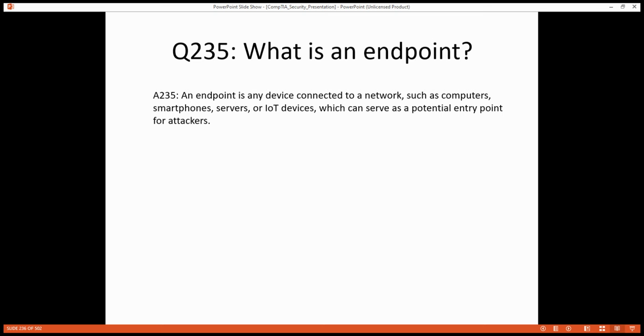Q235. What is an endpoint? A 235. An endpoint is any device connected to a network, such as computers, smartphones, servers, or IoT devices, which can serve as a potential entry point for attackers.